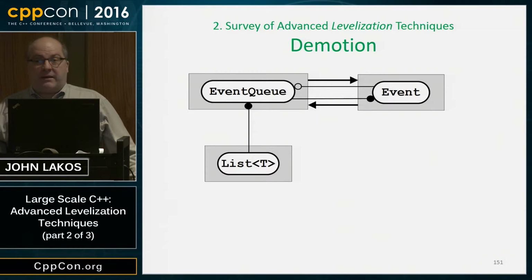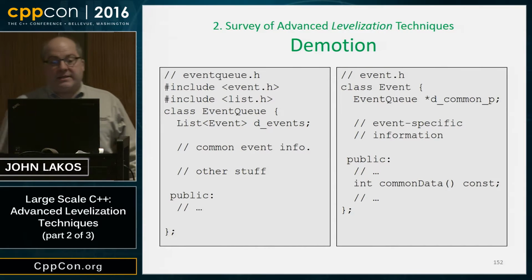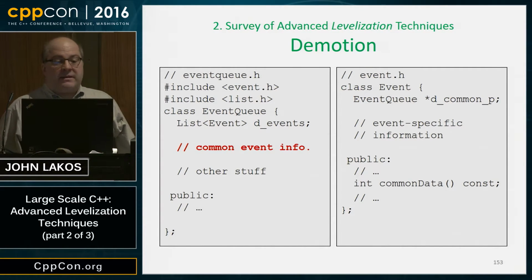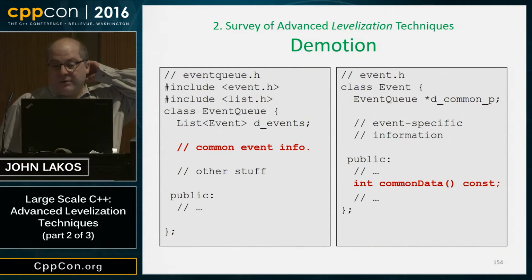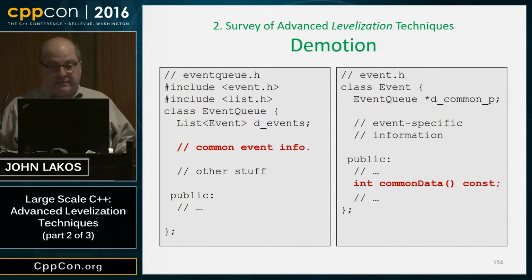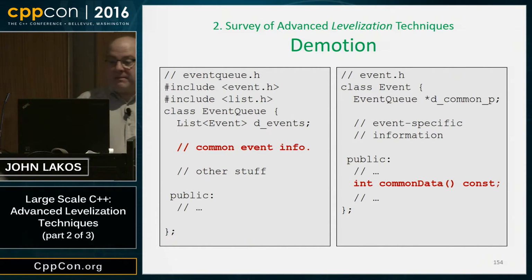Well, we clearly have a physical cycle. We don't want that. And here's the example listing. And here's the common event info. And here's the way we access the common data. This is how we have set up our components and classes. And you know, whenever you start designing with the idea that both things know about each other, you're going to wind up with physical cycles. So we have to do something about this.